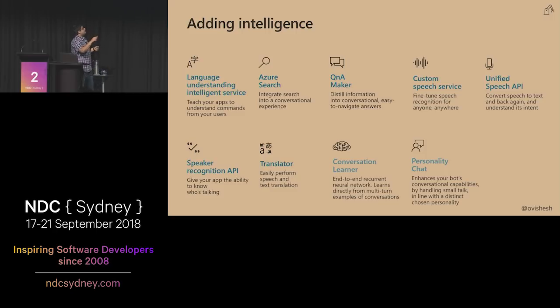So all of these services are in GA or will be GA by the end of this month. A couple of them are under the labs initiative that we've got for cognitive services. One of them is Conversation Learner, and the other one's Personality Chat. I'll try and demo that towards the end once we've got some more time. But I'm sure most of you would be familiar with Q&A Maker.